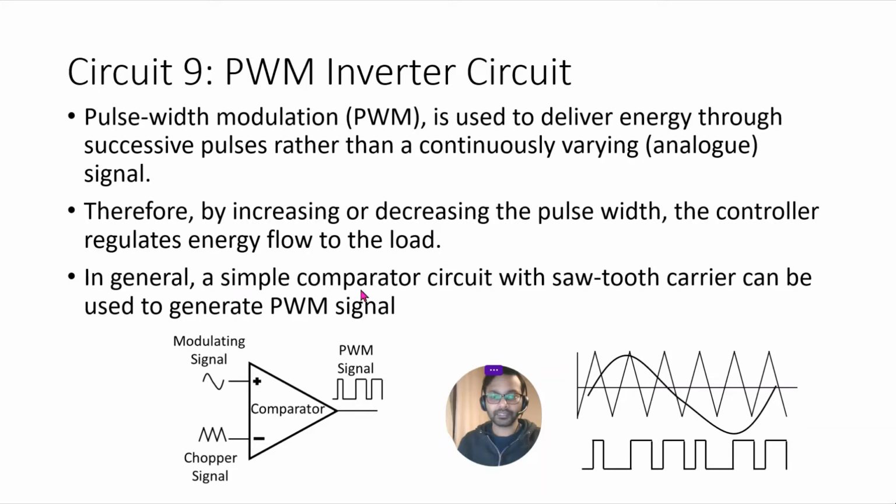In general, a simple comparator circuit with sawtooth wave carrier can be used to generate a PWM signal. So we can use a sawtooth wave as a carrier, and you can include the modulating signal which will generate the PWM signal, but we are going to use IGBT in our circuit.